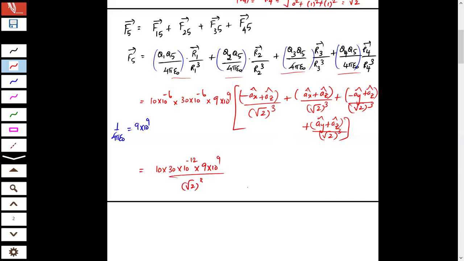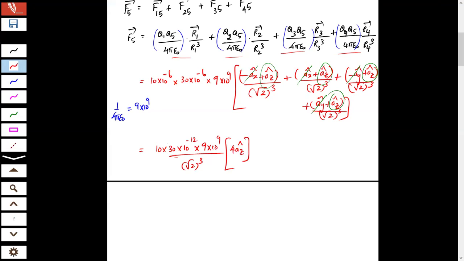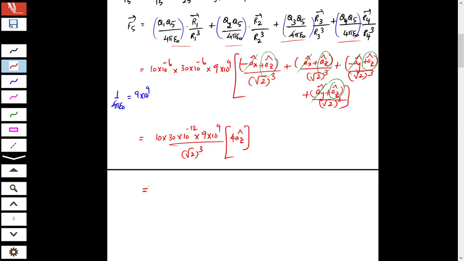We can compute it later, and we can cancel the terms which are equal and opposite. Plus AX minus AX can be cancelled, and plus AY minus AY can be cancelled. All AZ terms will be added: 1, 2, 3, 4 AZ terms will be added. So I will get 4AZ. Now computing this, we will get the expression for force.